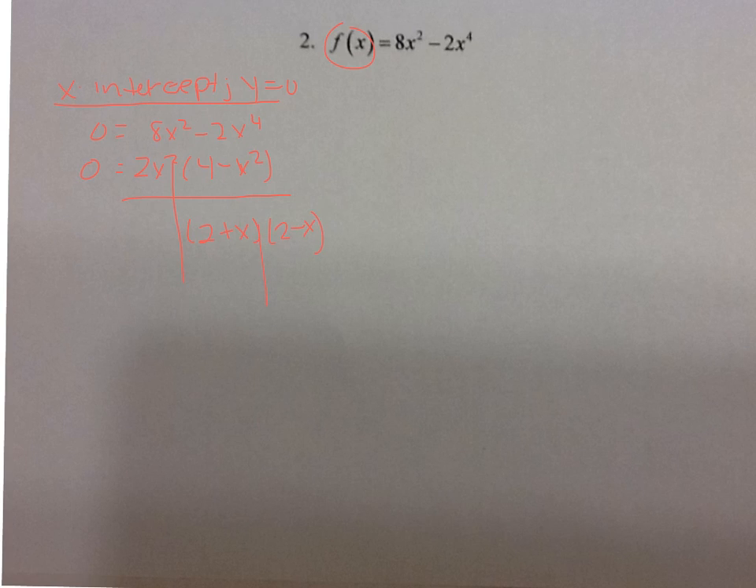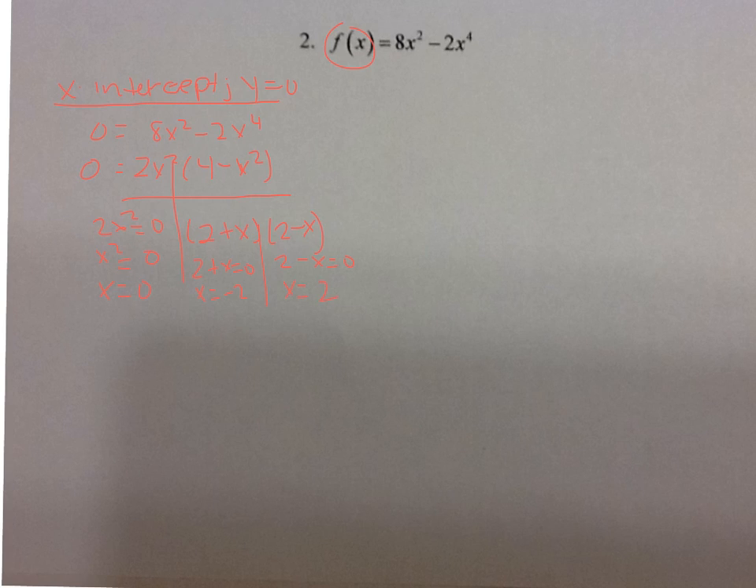So over here on the left side, I have 2x squared equals 0. Divide by 2, x squared equals 0, so x is equal to 0. I have 2 plus x equals 0, so x is equal to -2. 2 minus x equals 0. Add x to both sides, and I get x is equal to 2.